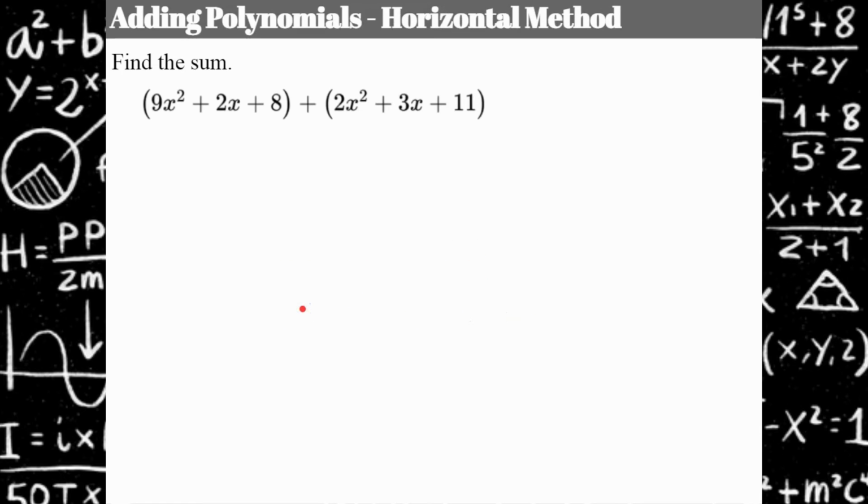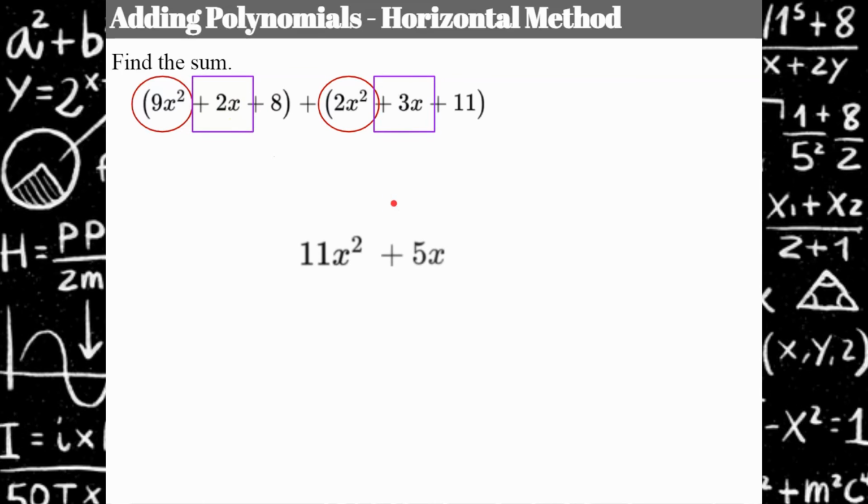Here's the horizontal method. Personally, my least favorite of the two methods. I think there's more room for error when we get into subtracting and there's positive and negative terms. But for this one, I'm going to show you so that you're prepared to use it. So horizontally, you're going to want to identify like terms. So I'm going to circle them. 9x squared plus 2x squared gives me 11x squared. Then I'm going to change to squares to identify that these are like terms and their sum is 5x. And then I'll go to triangles.